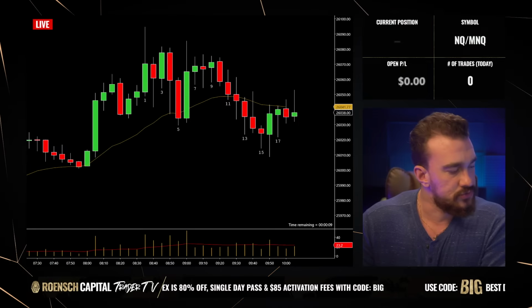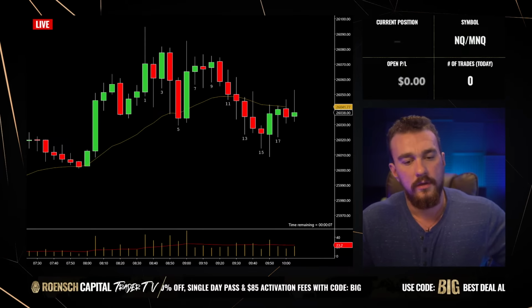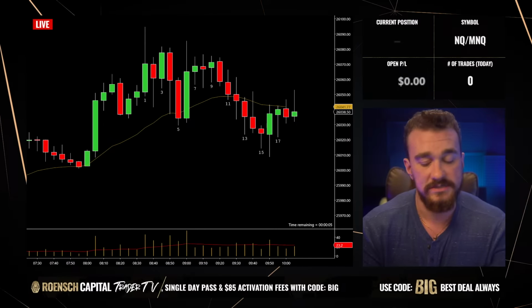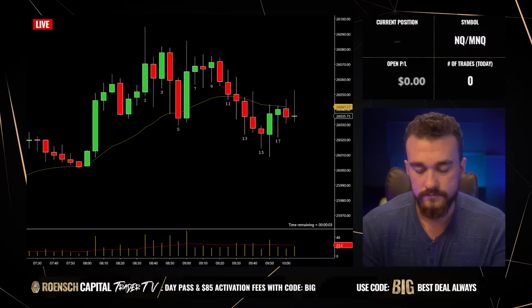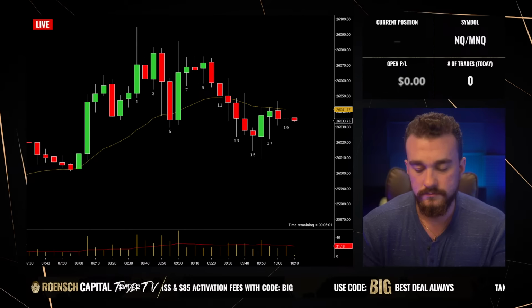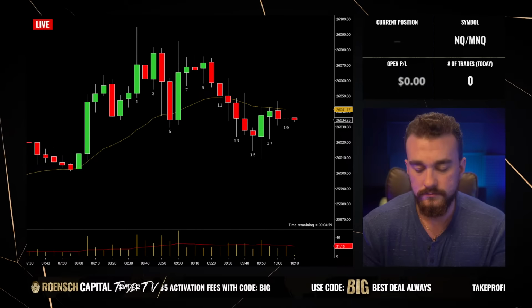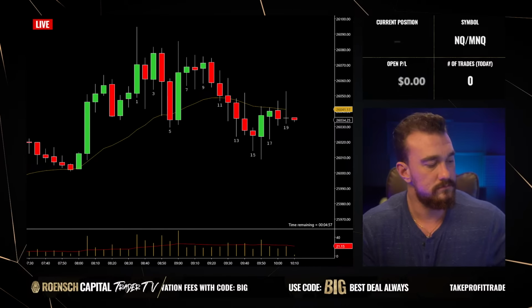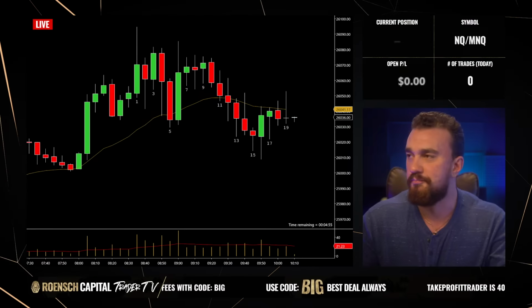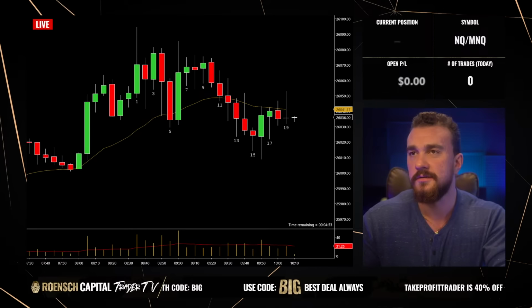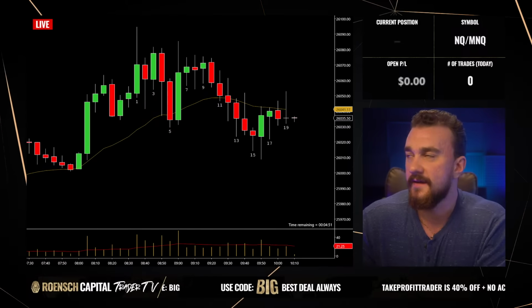All right, a few seconds here till the rollover of bar 19. Let's see what we get. Big old doji. All right, someone's got to have some backbone here.